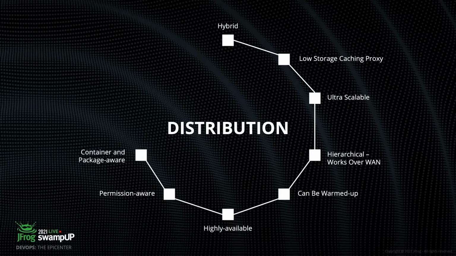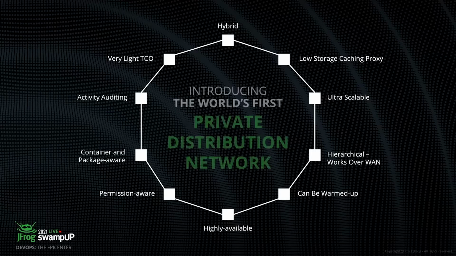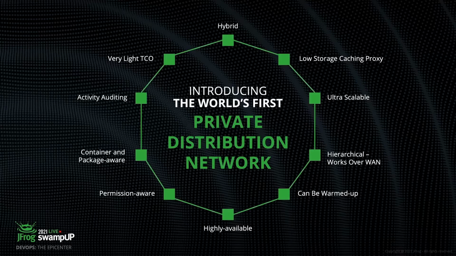It needs to be container and package aware so that you can run your existing clients against it, such as Docker pull and so on. It has to have activity auditing. And finally, it needs to have a very, very low total cost of ownership. So that's a lot of requirements. And at this point, I'm super excited to introduce to you the world's first hybrid private distribution network, or PDN as we call it.